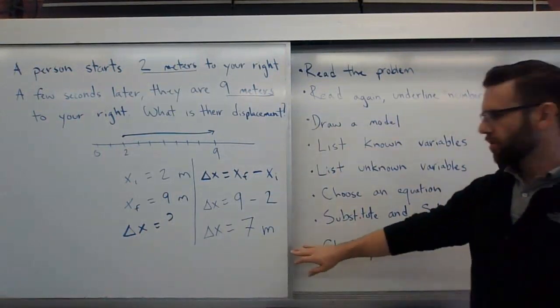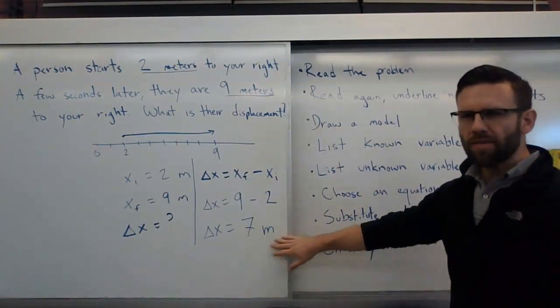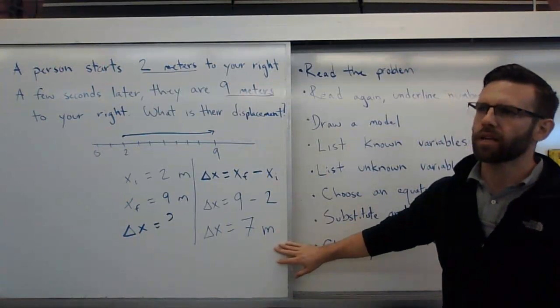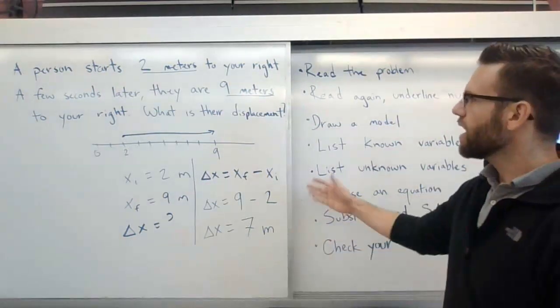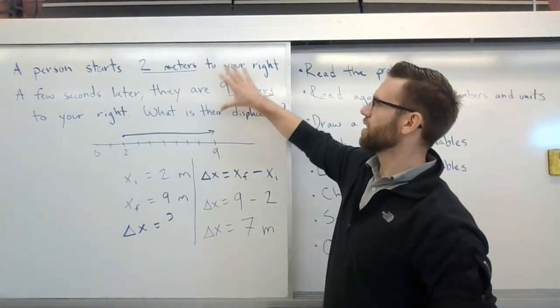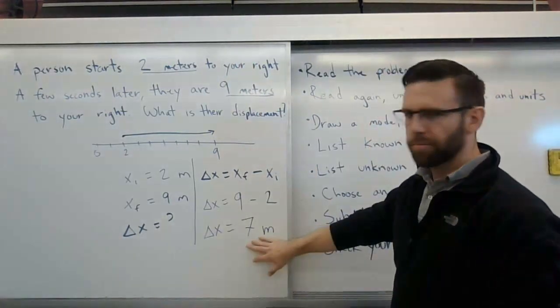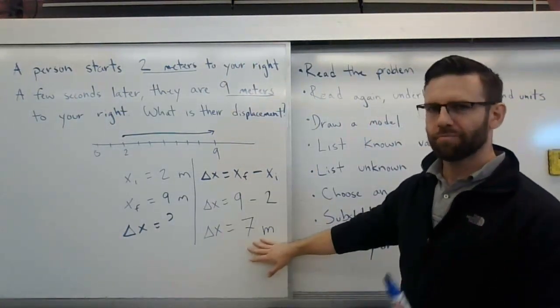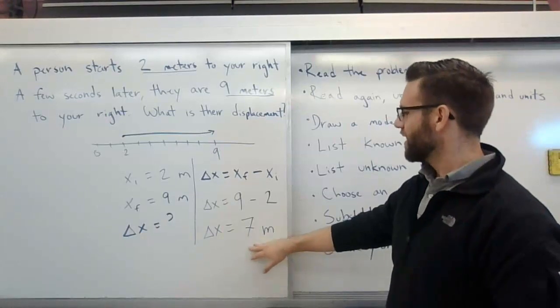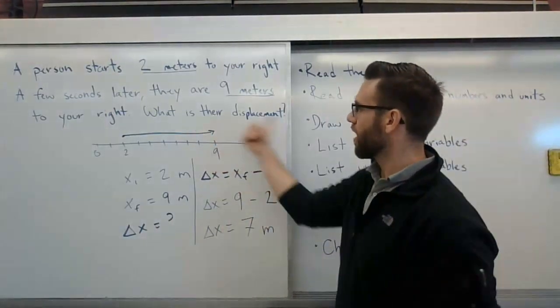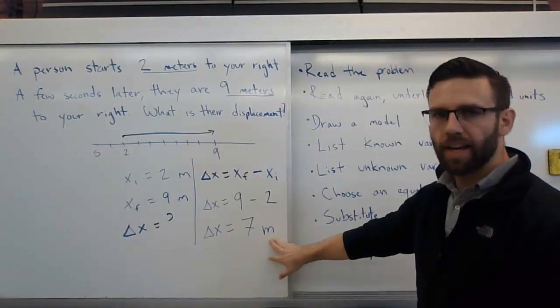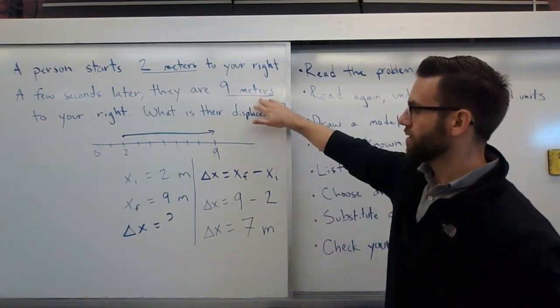Does it make sense for this person to have gone 7 meters? Should I have a positive number? Does 7 seem like a good quantity to have? Yeah, I'm dealing with numbers that are in the single digits. So if I had a number that was really big, like 100, my math was probably wrong. And then I know it should be positive because I moved to the right. And my units are correct. I have meters because the problem gave me meters.